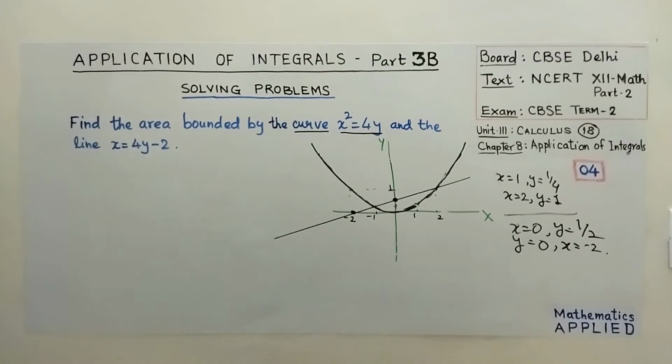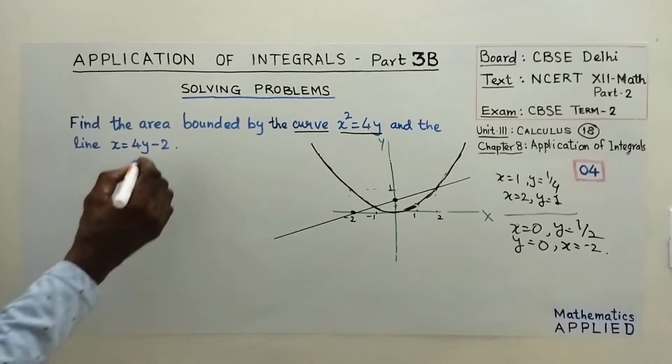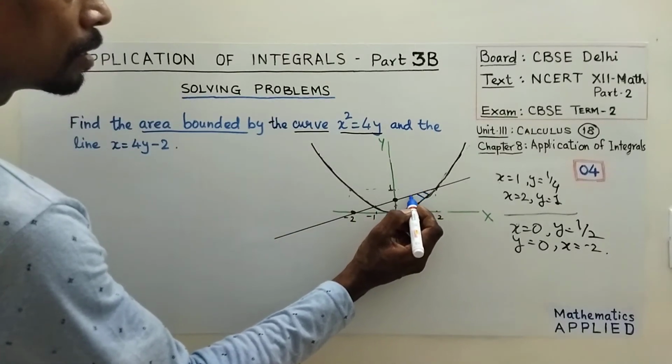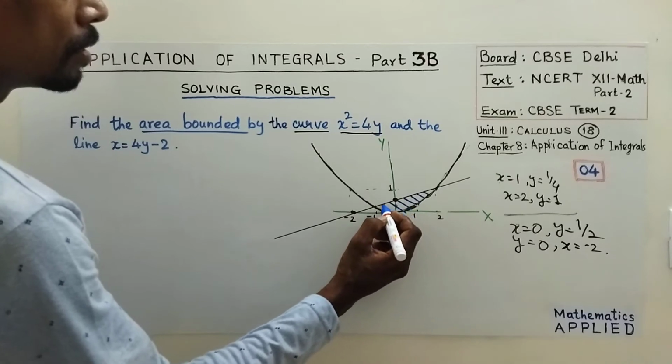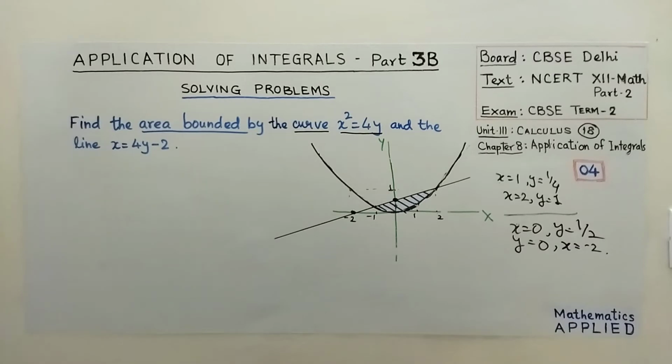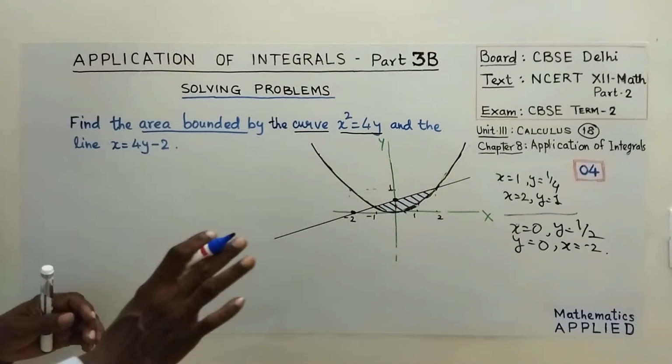So now you can see I have drawn this line, and this line is cutting the curve at 2 points, and the region that is the area bounded is actually this one. This is the region, right? Now how are we going to find this area? We could find it about the x-axis or about the y-axis. In any case, let me explain.